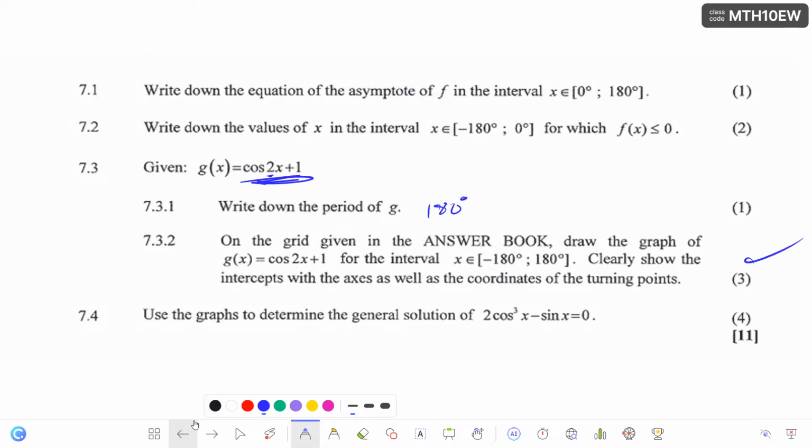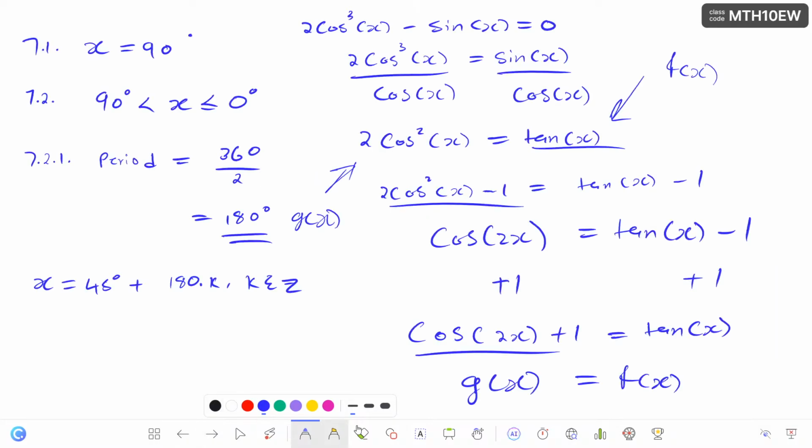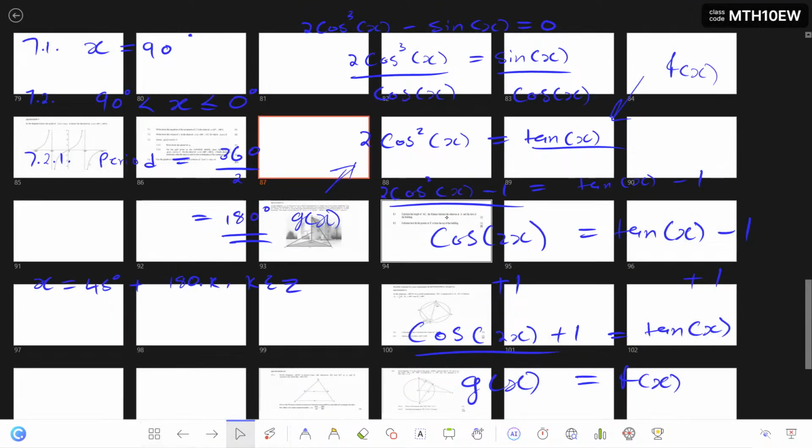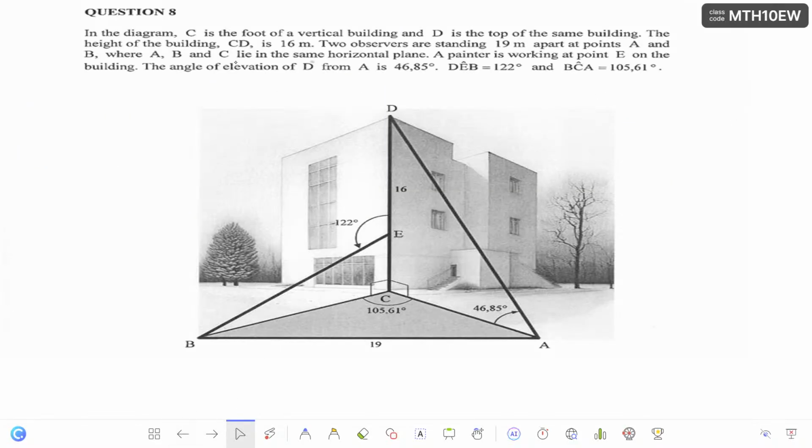So let's go to the next question. Oh, we are done with this one. So we are going to question 8. So question 8, they said in the diagram, C is the foot of the vertical building and D is the top of the same building. The height of the building CD is 6 meters. Okay, we see two observers are standing 19 meters apart at points A and B, where A, B and C lie in the same horizontal plane.